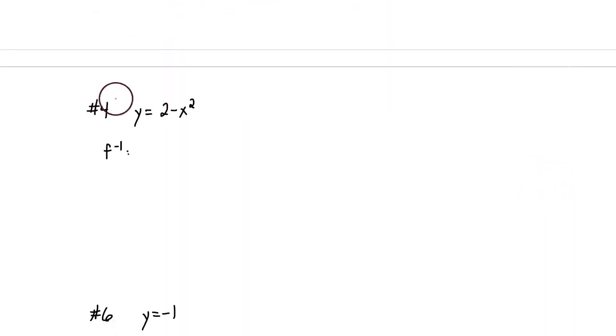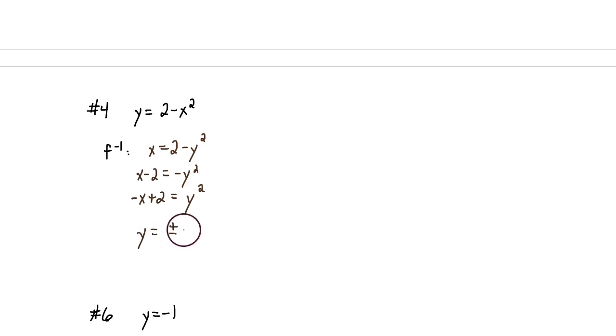Number 4, let's create the inverse of this. Interchange the x and the y. Then solve this for y. So first let's subtract 2 from both sides. Then divide by negative 1. Now do square root to get the letter y alone. This is not going to be a function.